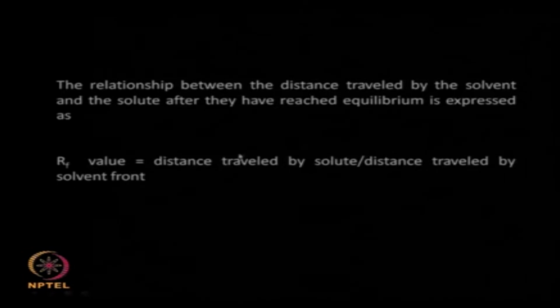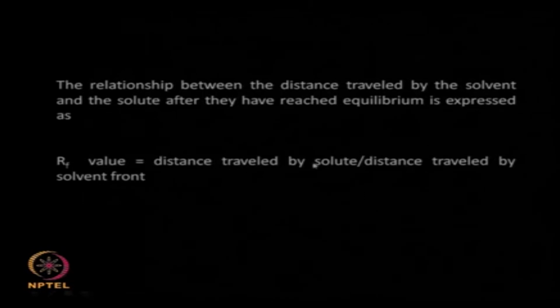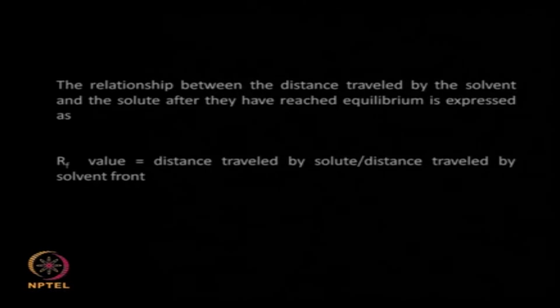So the relationship between the distance travelled by the solvent and the solute after they have reached equilibrium is represented as the RF value. So RF is nothing but the distance travelled by the solute divided by the distance travelled by the solvent front. Okay. So by looking at this ratio, we can tell how far the solute will travel with respect to the movement of the solvent. So different components will have different RF values.